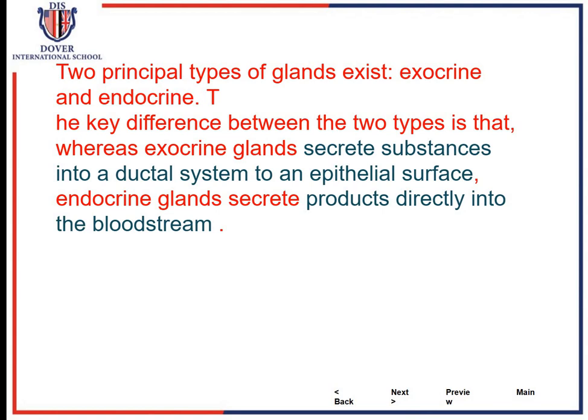So we have two types of glands in my body. Glands that will secrete the hormones or the substances directly in my blood. This is the endocrine glands. They are in the blood, endocrine glands, while other glands will produce it inside ducts to exit the body. This is exocrine glands.